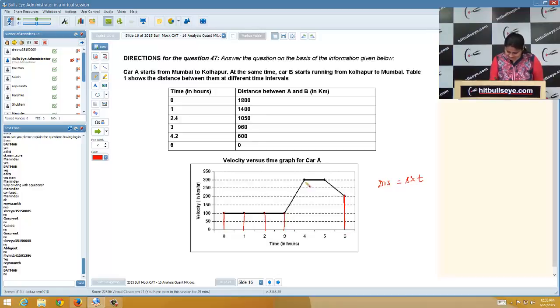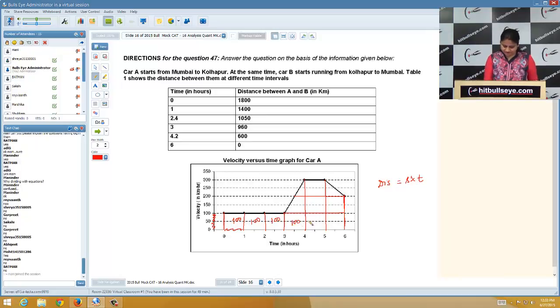Now what is the area here? See, this is 1 unit. What is the speed here? 100, and this is 1. It means in 1 hour 100 is moved by car A. In the second hour again 100 moved. This is 100, this is 100, this is 100, this is also 100, 100. This is 100. Now I'm taking this triangle.